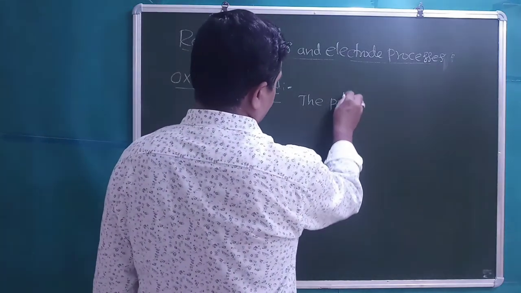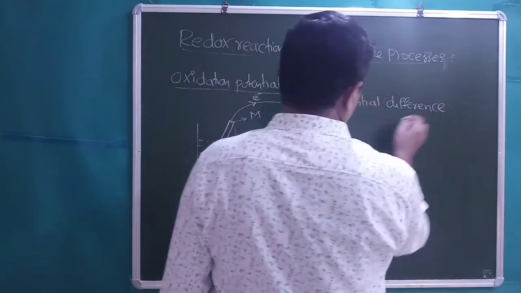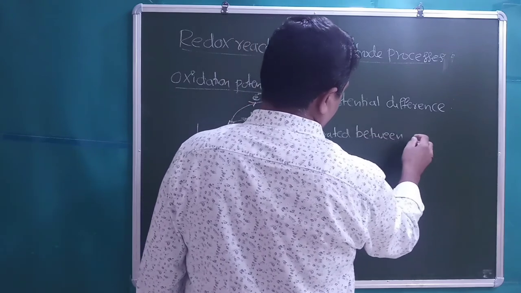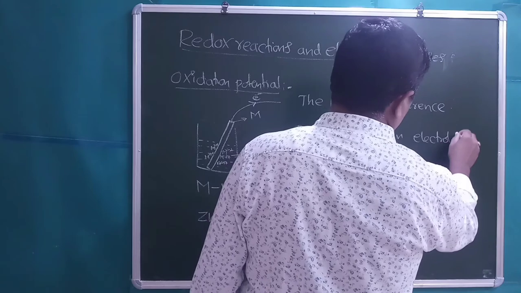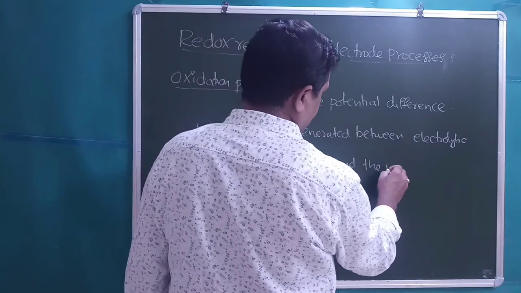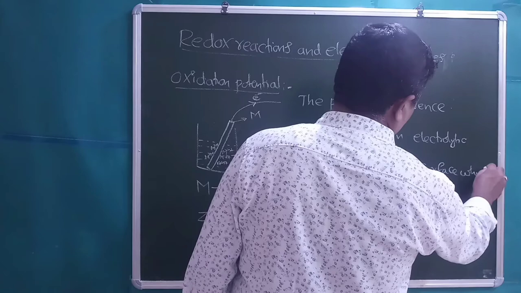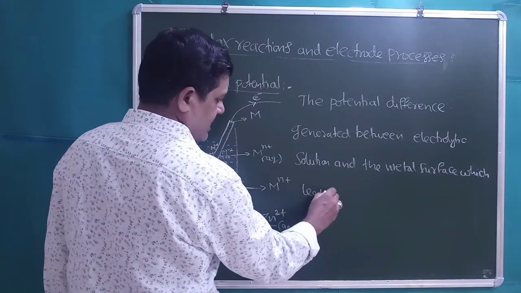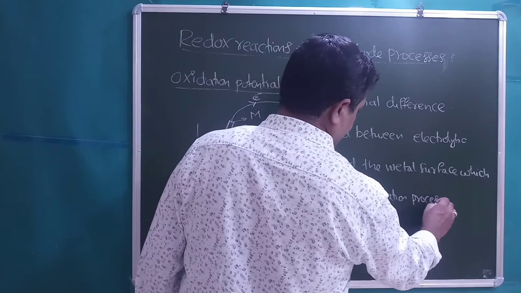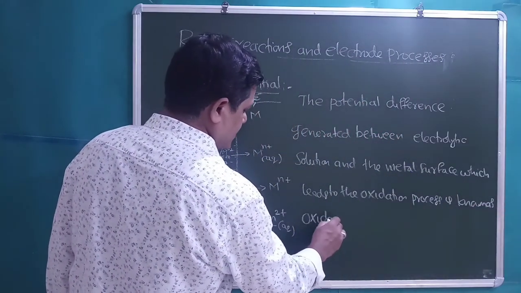The potential difference generated between the electrolytic solution and the metal surface which leads to the oxidation process is known as oxidation potential.